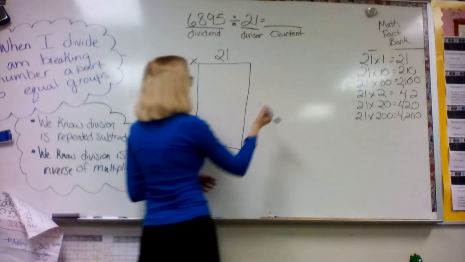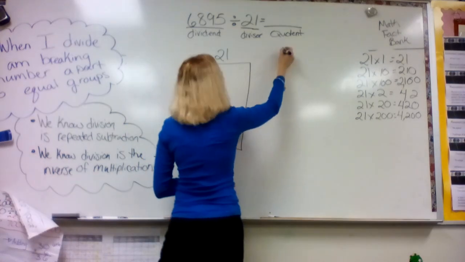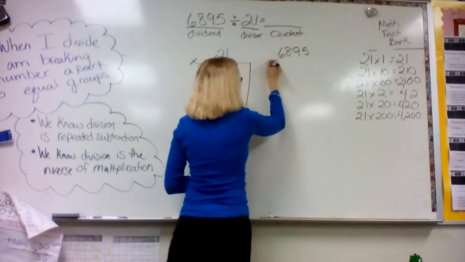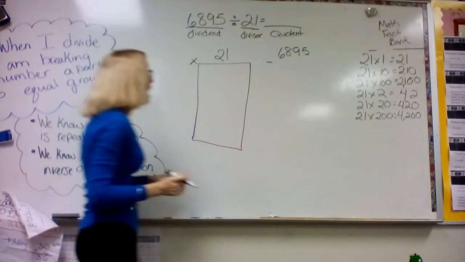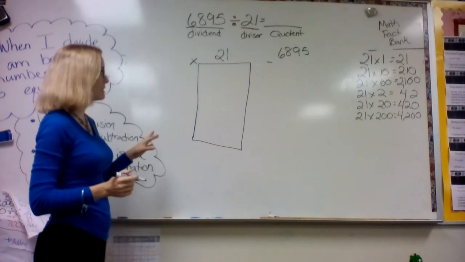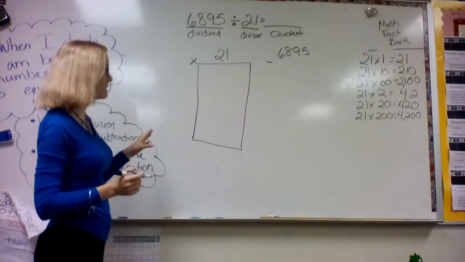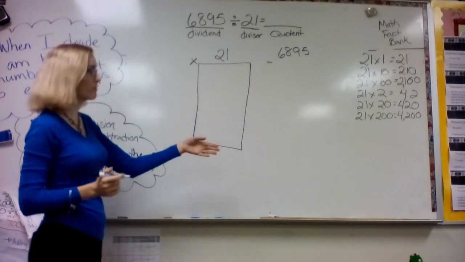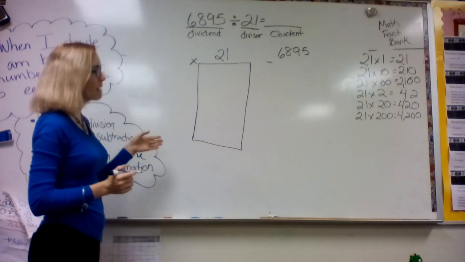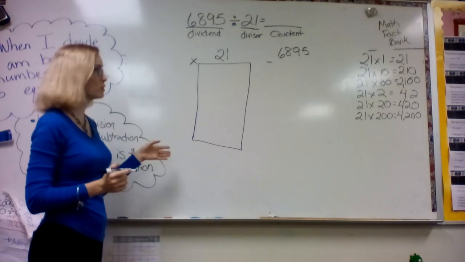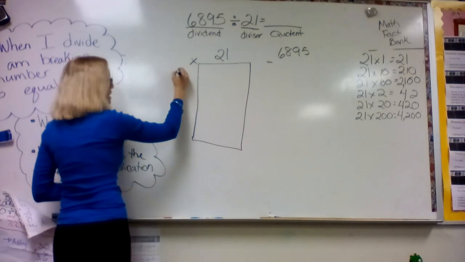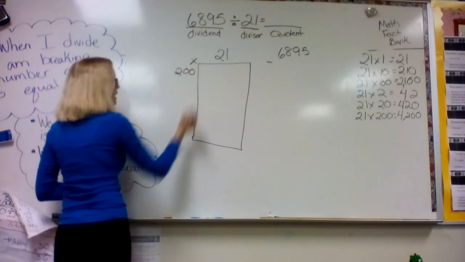Now we know that division is repeated subtraction, and that we are pulling it out of our dividend. So we're going to set up that subtraction problem. We're going to start with 6,895 minus. I want to look at my math fact bank, and I want to get my math fact that is as close to my dividend as possible. We could have gone farther, but we stopped. So my largest math fact is 21 times 200.